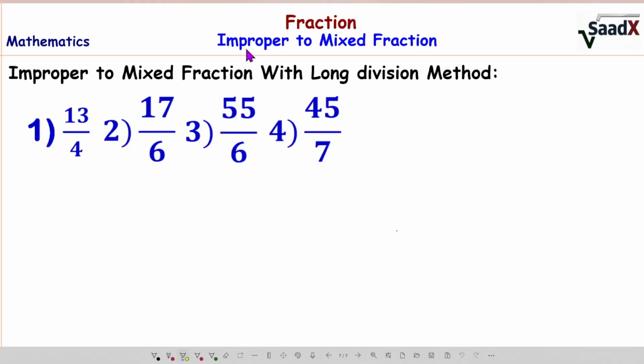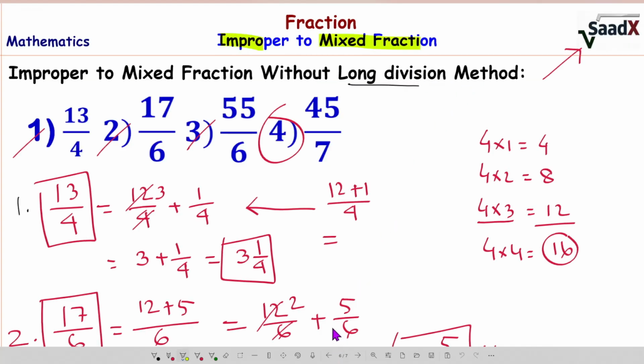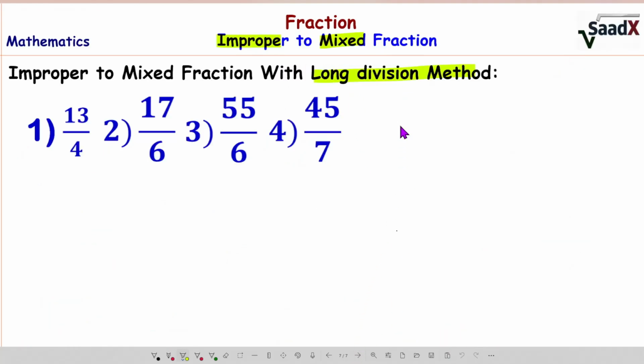We will convert improper to mixed fraction by long division method. Look, in the last video we watched similar math but without the long division method. In this video, I am going to solve this by the long division method.